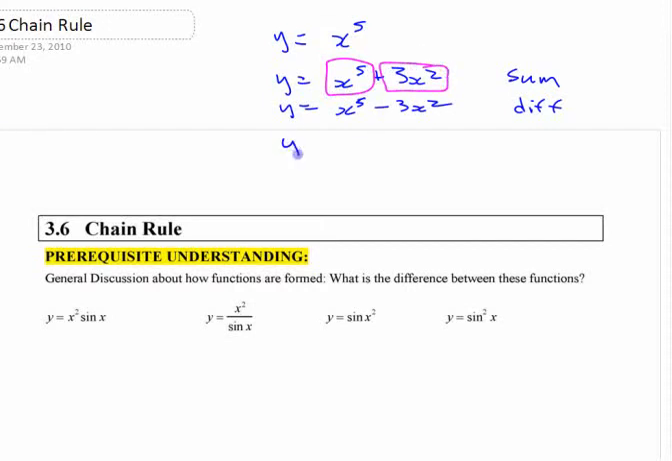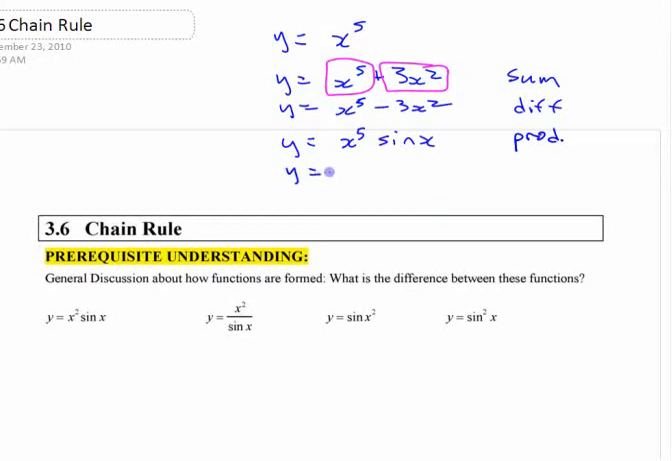You found that when you had the product of two functions, x to the fifth times sine x, can you just say it's the derivative of this times the derivative of this? No, you need the product rule for that. Okay? This is a product of two functions. You need the product rule. But we can do that.